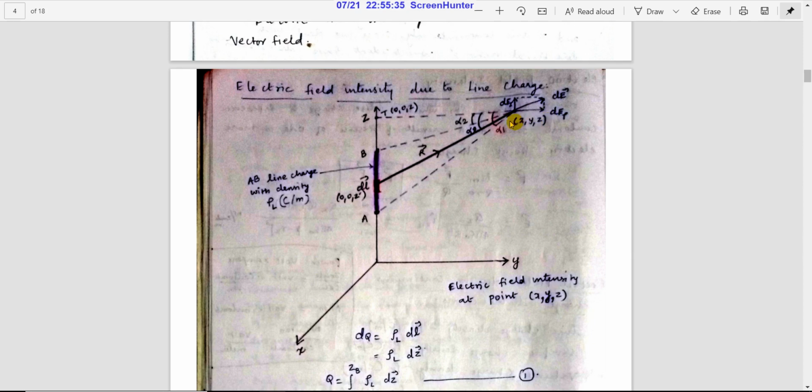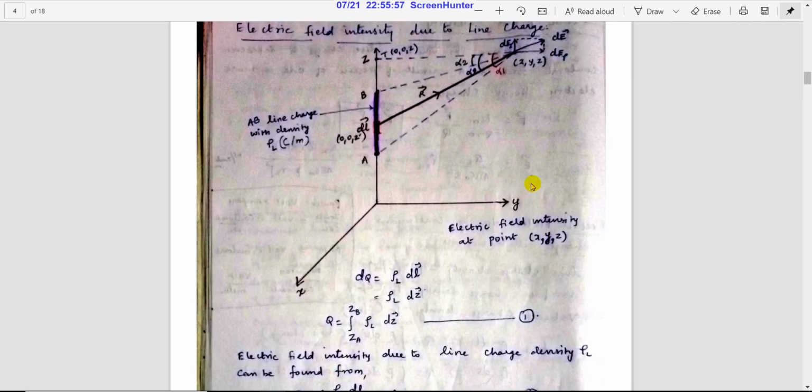If you find this vector path, it will go along this particular direction, and you can resolve it into components: one component called dE rho, and another component dE Z, by the law of parallelogram.